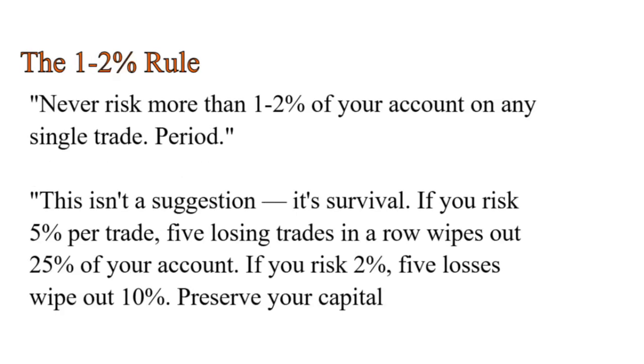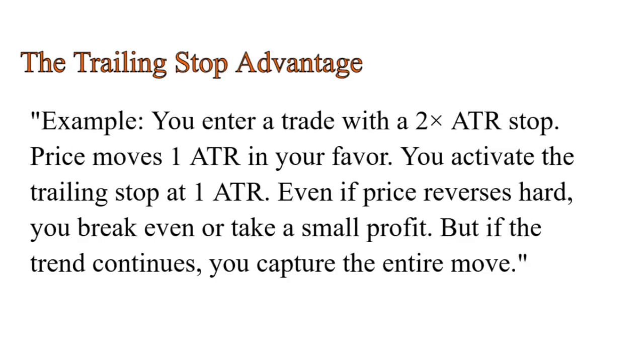The 1 to 2% rule. Never risk more than 1 to 2% of your account on any single trade, period. This isn't a suggestion, it's survival. If you risk 5% per trade, 5 losing trades in a row wipes out 25% of your account. If you risk 2%, 5 losses wipe out 10%. Preserve your capital.